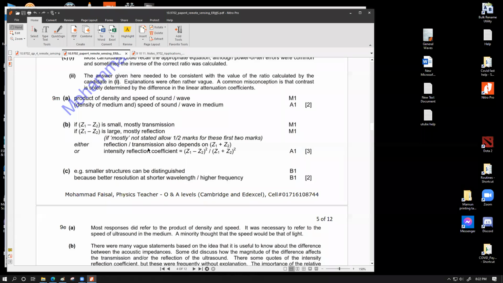Either reflection and transmission also depends on Z1 plus Z2, or intensity reflection coefficient equals Z1 minus Z2 whole square divided by Z1 plus Z2 whole square. So writing this equation scores you the 3rd mark, after which you should go ahead and write the other part. They have given this mark last and these 2 logics first, but I would go the other way around. But now you know that you have to write for both of these expressions what the small value would imply and what the large value would imply. You better write both of these values individually.